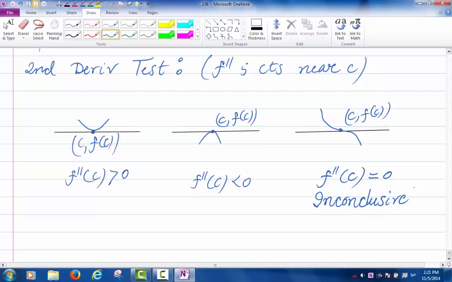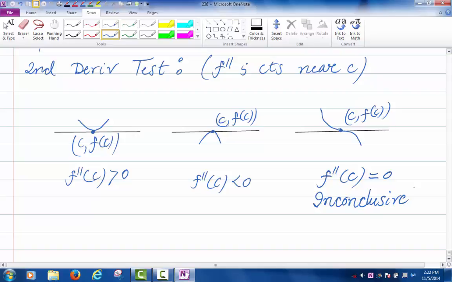Oftentimes that is the case, but there are examples where even after this you might have a local max or a local min there. Am I making sense? But the second derivative test will not apply. If the second derivative at c is 0, it doesn't tell you anything.